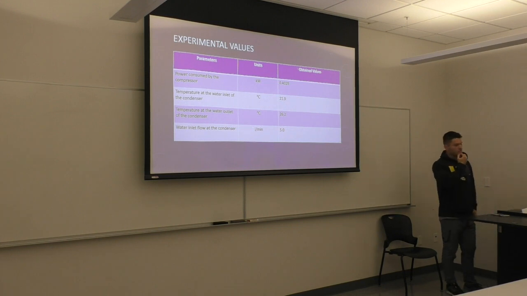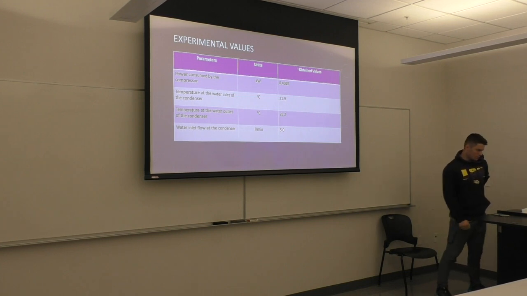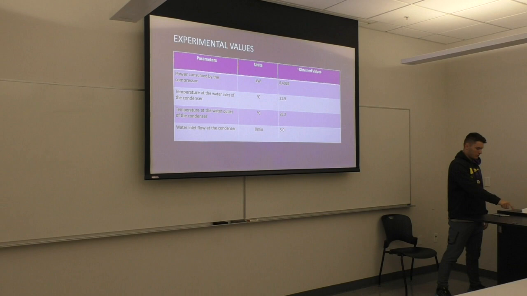Experimental values. So as stated before, you have the compressor, condenser, and all those things. And the power consumed by the compressor was 0.4029 kilowatts. The temperature at the inlet of the condenser, 21.9. Temperature at the outlet, 26.2. And the inlet flow, original parameter value, is 5 liters per minute.